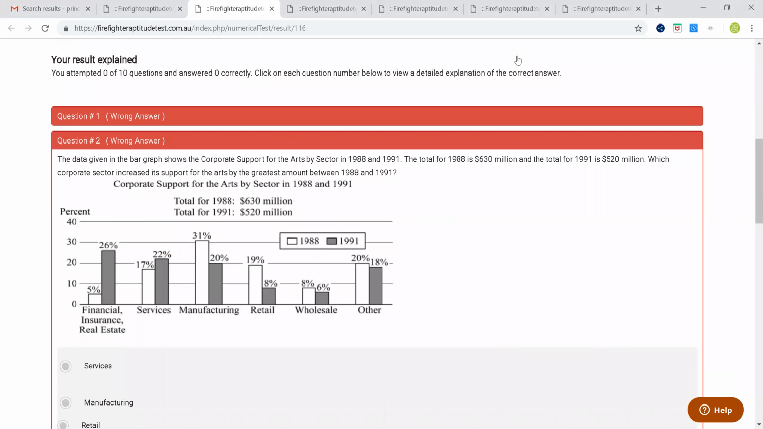The data given in the bar graph shows the corporate support for the arts by sector in 1988 and 1991. The total for 1988 is $630 million, and the total for 1991 is $520 million. Which corporate sector increased its support for the arts by the greatest amount between 1988 and 1991?